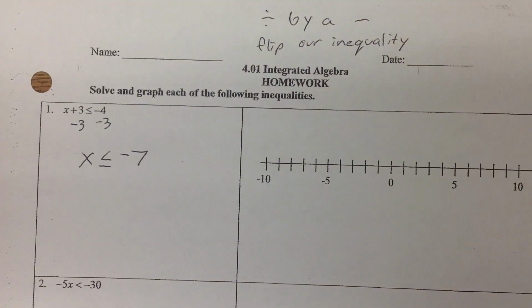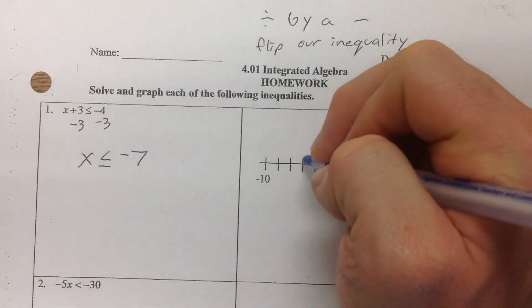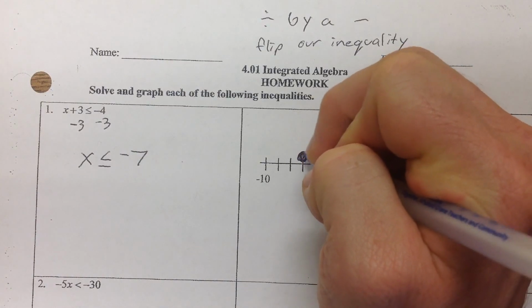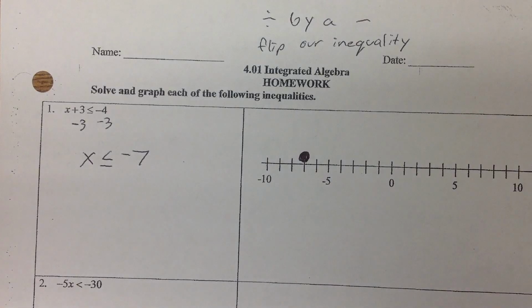So we're going to go over to our graph here. x is less than or equal to negative 7. On negative 7 we're going to make a closed circle. The reason that circle is closed is because we have that equal sign underneath our inequality. That's telling us that negative 7 is part of our answer. Just think about a scantron. When you shade in a scantron, you're shading in your answer. When we shade in that circle, it's telling us that negative 7 is one of our answers.